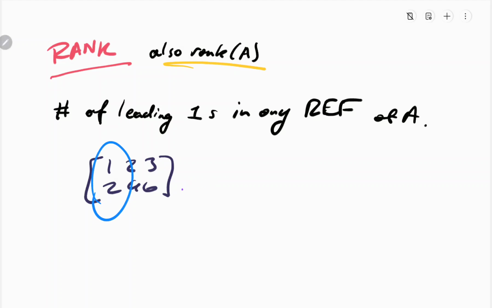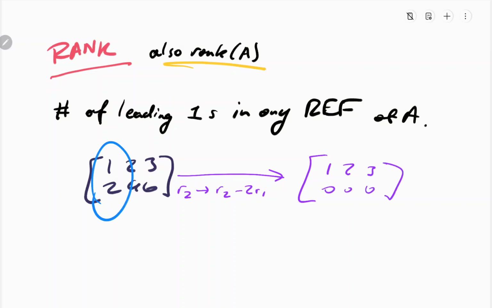So if I do the elementary row operation where row 2 goes to row 2 minus twice row 1, this will give us a row echelon form of 1, 2, 3, 0, 0, 0, and obviously this only has one leading one, so that means the rank, let's call this matrix D, the rank of matrix D is 1. Simply, put it into row echelon form and then count how many leading ones you have. That's the rank.